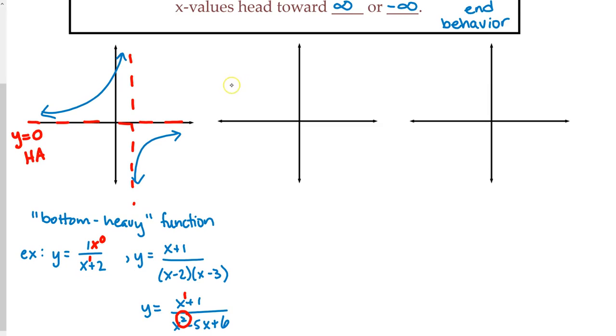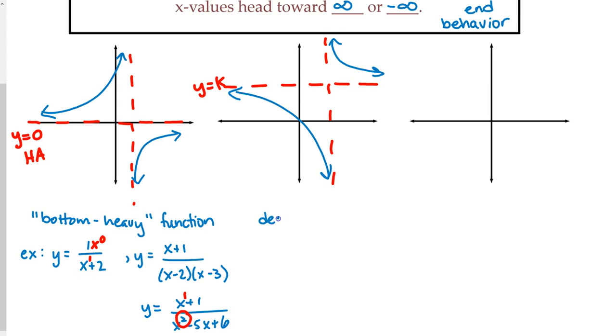So another possibility is that it has a horizontal asymptote, but it's some other line. I'm going to call it y equals k. So maybe the graph looks something like this, just as an example. So that line could be y equals 1, y equals 2, y equals -1, something like that. So this happens when it's not bottom heavy, it's not top heavy, but the degree of the numerator equals the degree of the denominator. Degrees are equal.